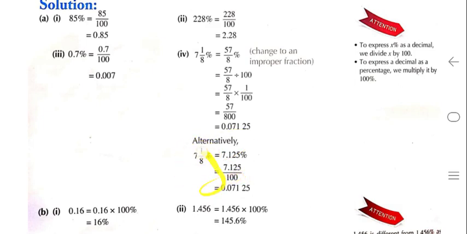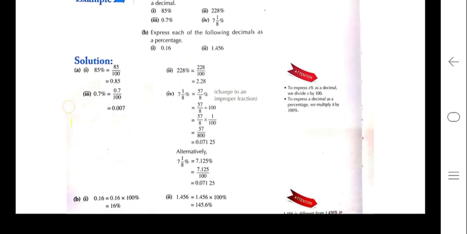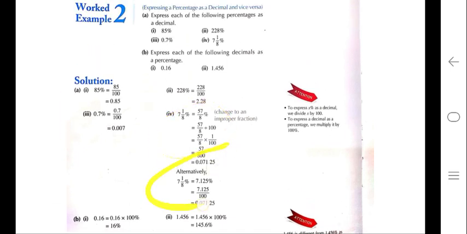Alternatively, you can do this also. The 7, you don't change it to an improper fraction, but instead the 1 over 8, 1 divided by 8, you will get 0.125. So 7 plus 0.125 is 7.125. So before you turn the symbol into over 100, you change the fraction into a decimal first, then you divide by 100 later. Very smart, huh? So you can choose which one you prefer.